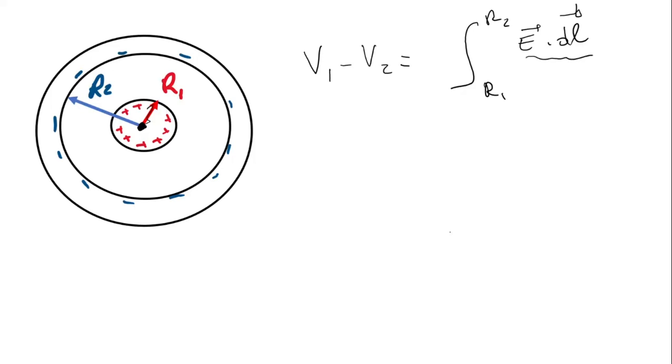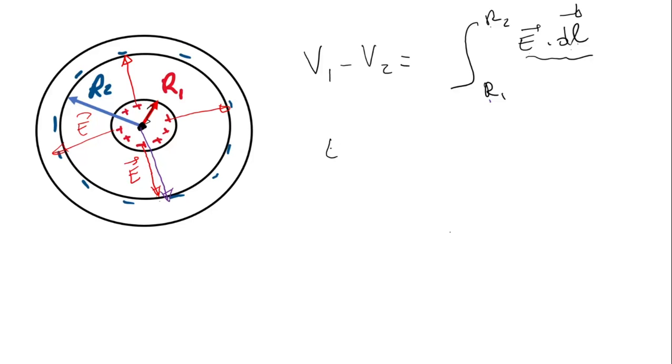So we need to find the direction of E and dl. dl goes from R1 to R2, so when we go from R1 to R2, we go radially. The same is true for the electric field. The electric field goes from positive charge to negative charge, so between these two cylinders it will be outward. If I go here, it will be in that direction, and if I go there, it will be in that direction. The electric field will be outward, and the displacement also is outward.